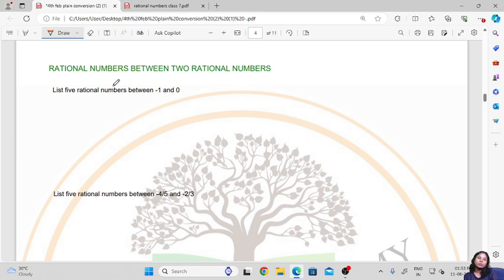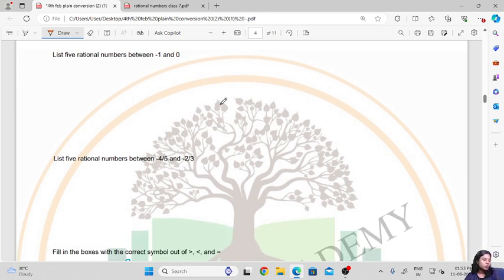Now let's move ahead and understand how we find rational numbers which are in between any two given rational numbers. The first example that we'll have is, say, minus 1 and 0.